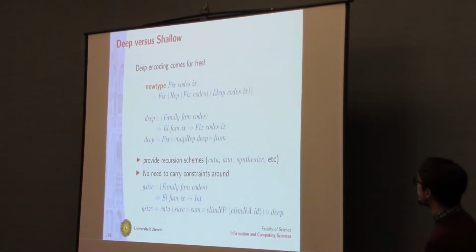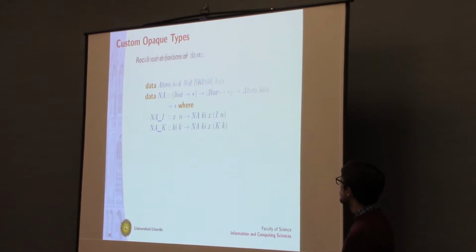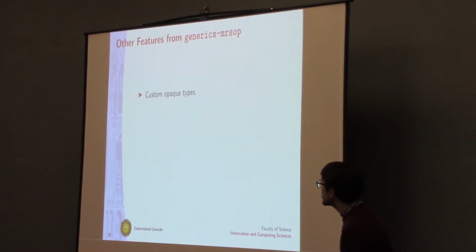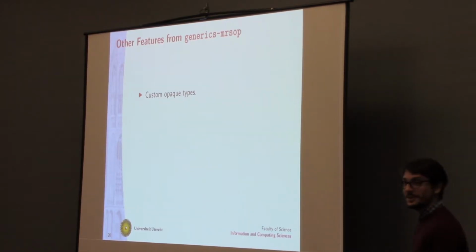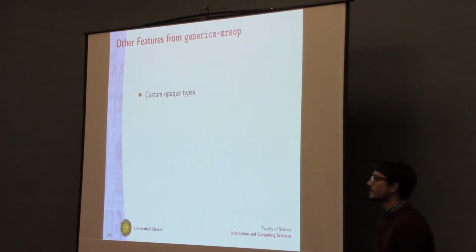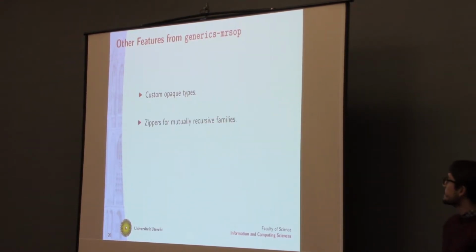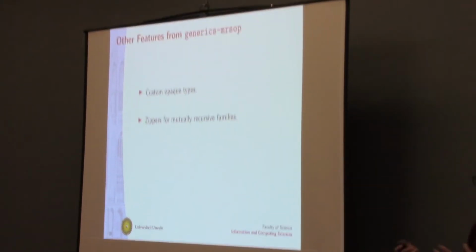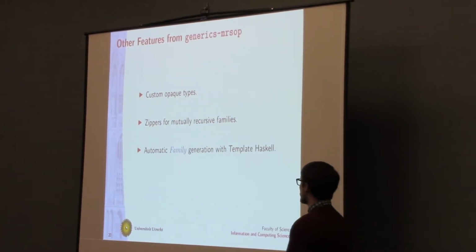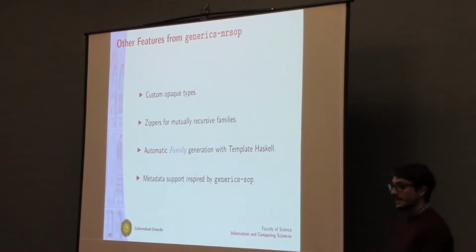Since I'm running out of time, we support custom opaque types. You can check out the paper for how they work. So yeah, it is another feature of our library. We are parameterizable by the choice of opaque types you want. We also support zippers for mutually recursive families, which is a great self-validity test, per se. If you write a generic programming library, it had better support zippers, I guess. We also support automatic family generation with Template Haskell, and we support metadata just like generic SOP does.